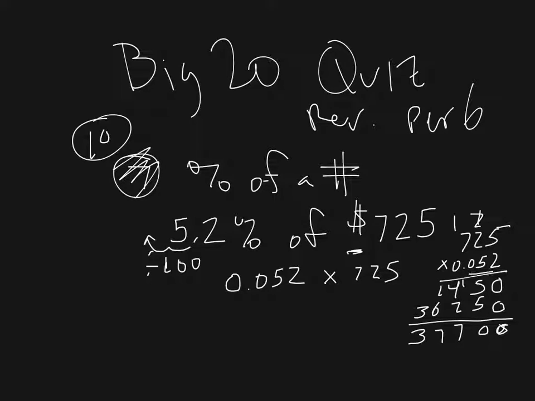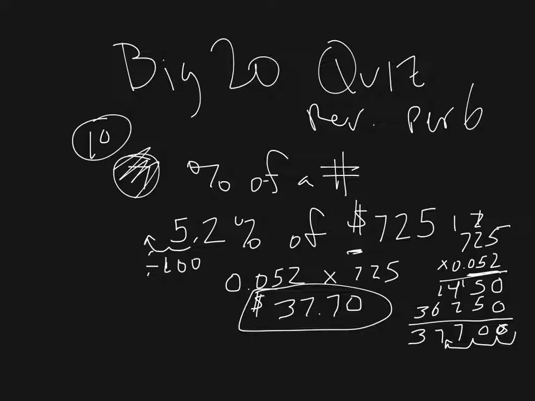37700. There are 3 decimal places in my multiplying problem, so I need to move my decimal over 3 places. My final answer is 37.7, but since this is dollars, I am going to include that second decimal place of a 0 and put the dollar sign here. That is the final answer. If there were no dollars, if it was just the number, I could get away with just the 37.7. But when you've got the dollar sign, you've got to include the 2 decimal places.